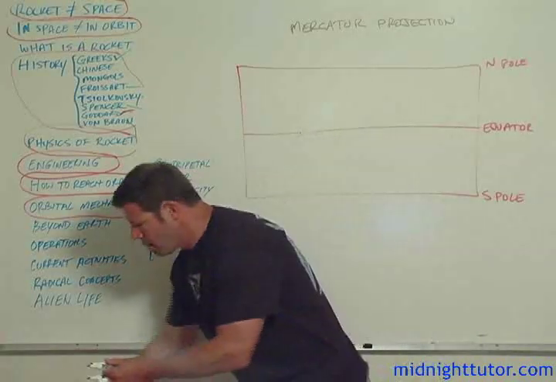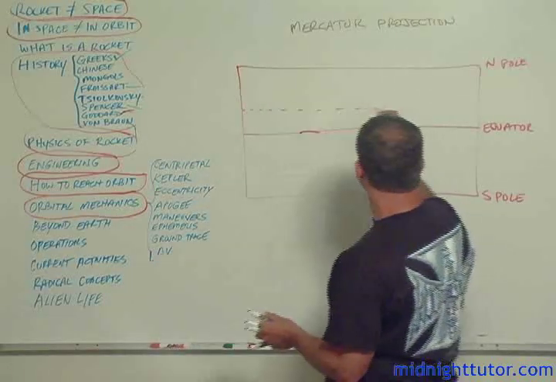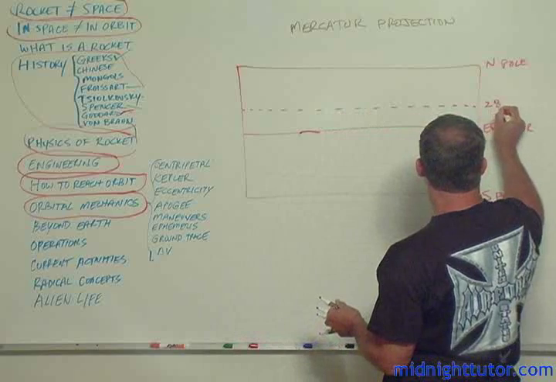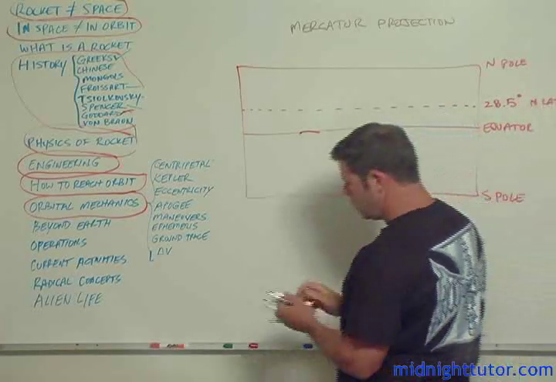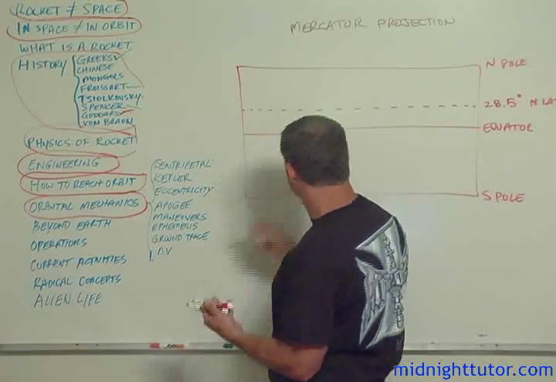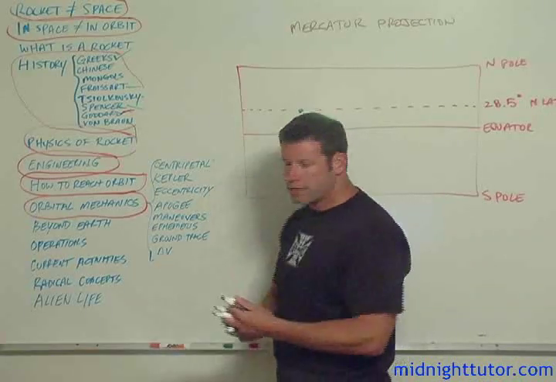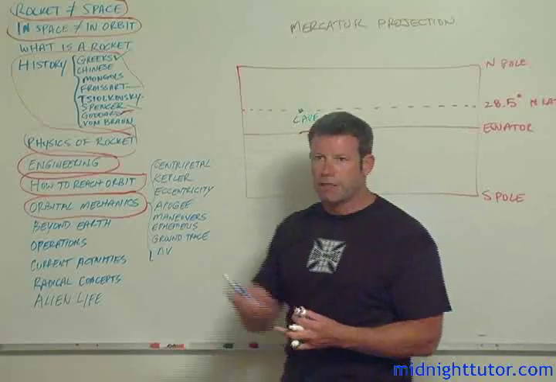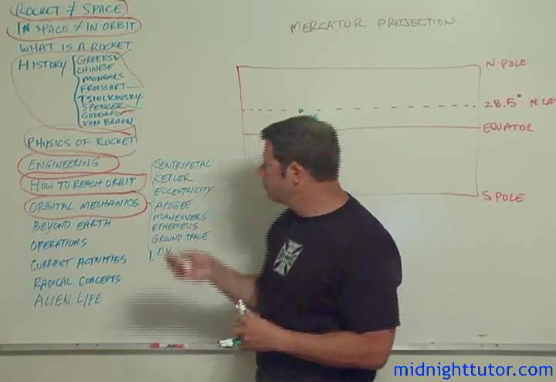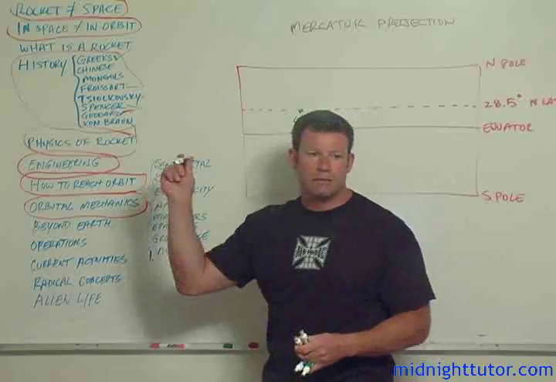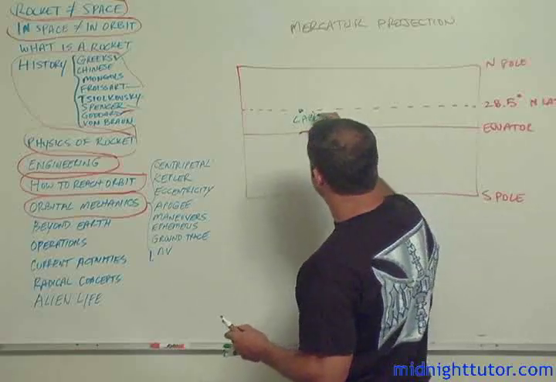Ignore that, that's incorrect. We have to put in 28.5 degrees north latitude, and there's the Cape. So that's where we start out when we actually get into orbit. Now, what direction are we going to go? We're going to go this way because we launched to the east to get that boost from the rotation of the Earth. So our path is going to go like this.